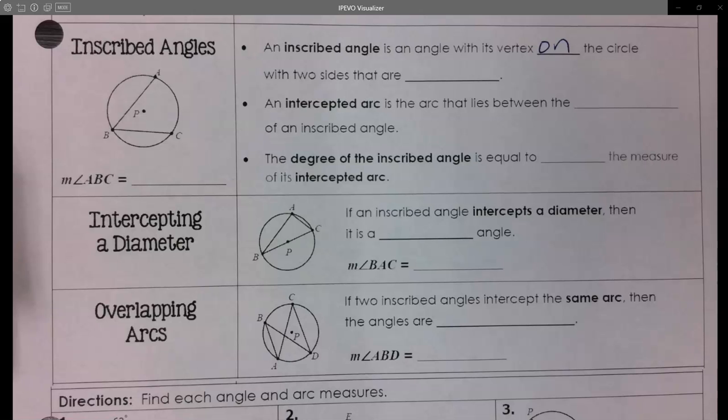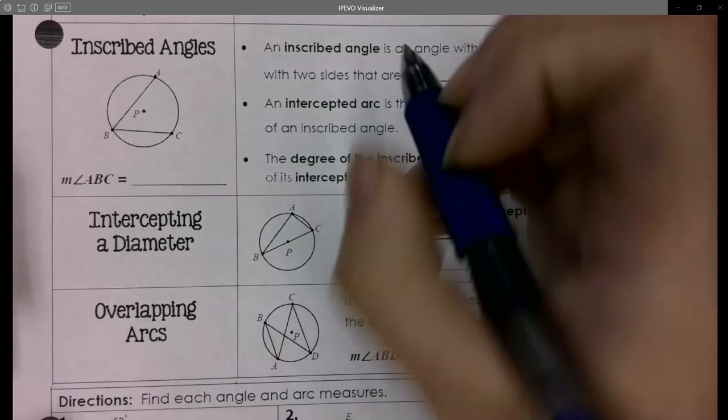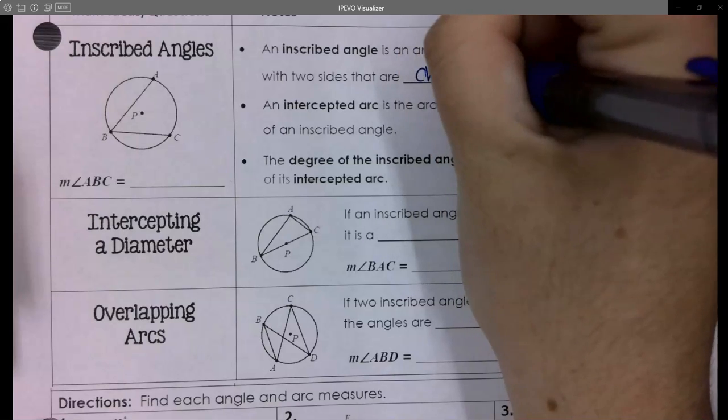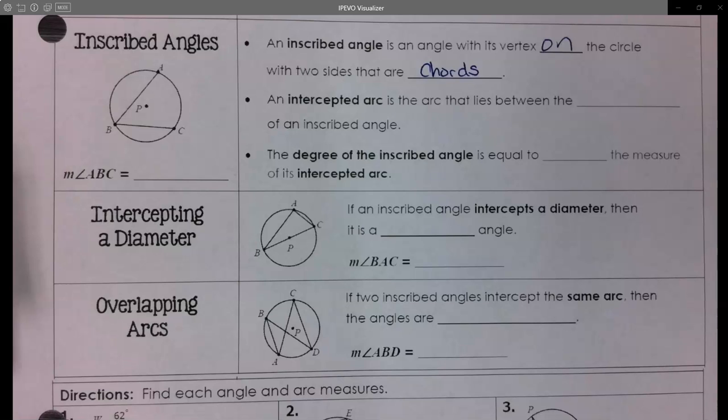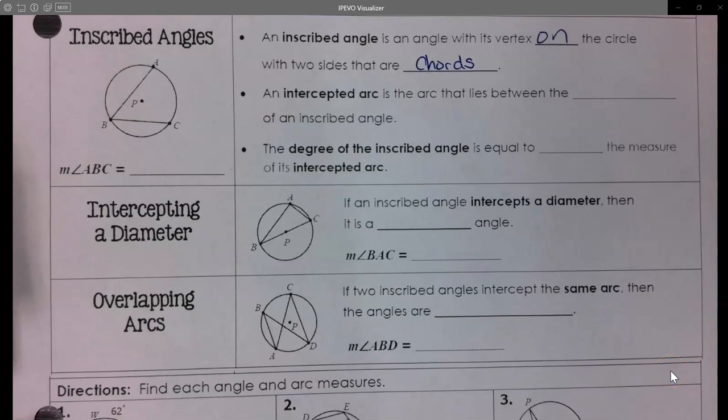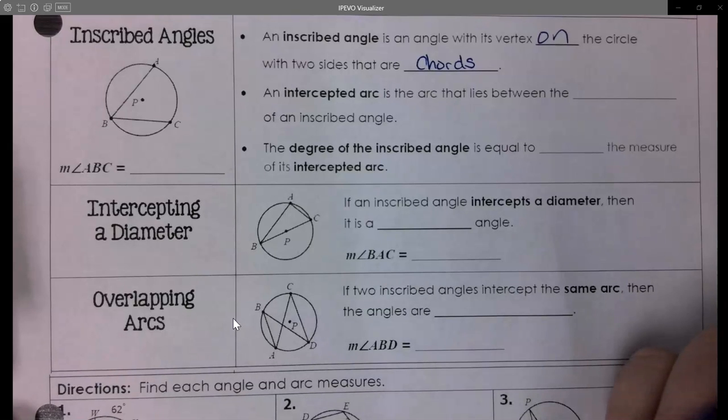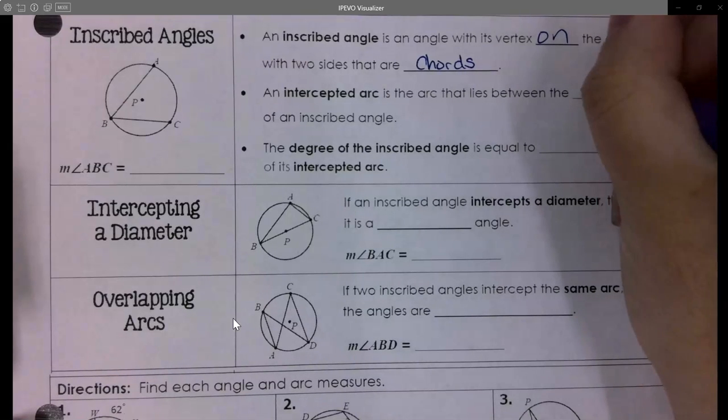Okay, and then it has two sides that are chords. So an intercepted arc is the arc that lies between the endpoints of an inscribed angle.